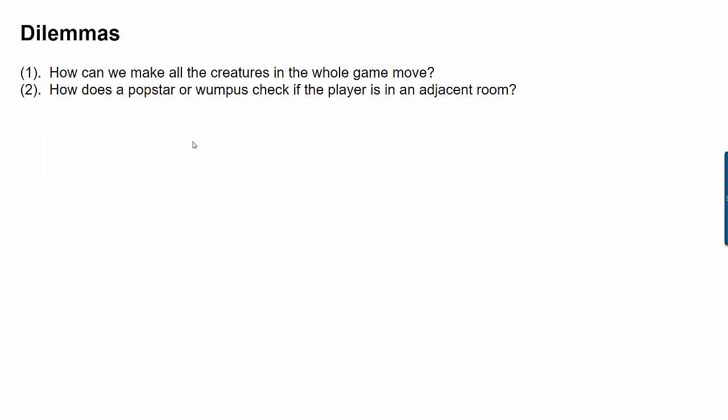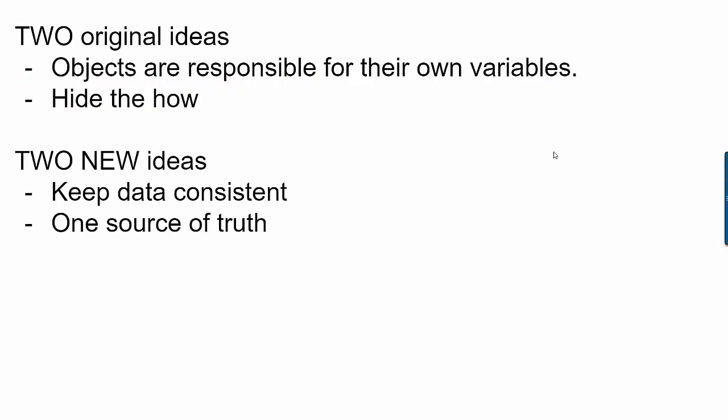A couple dilemmas people brought up. How can we make all the creatures in the whole game move? And how does a pop star or a wumpus check if a player is in an adjacent room? We'll come to those dilemmas in a minute. I just want to remind you of the two design principles so far: objects are responsible for their own actions and variables, their own business, as we said, and hide the how, which is classes should hide their own implementation. They should hide how the methods actually work.